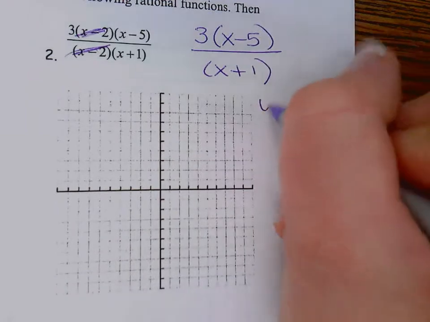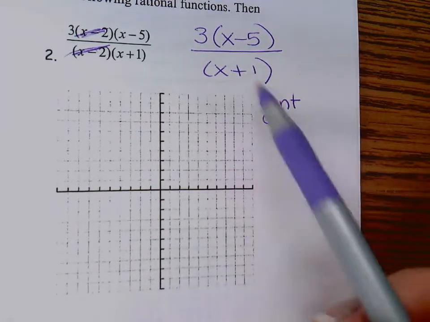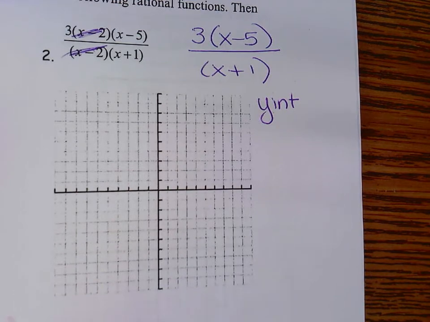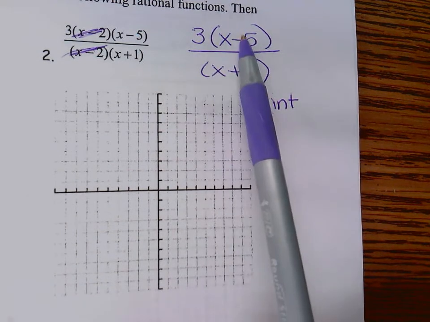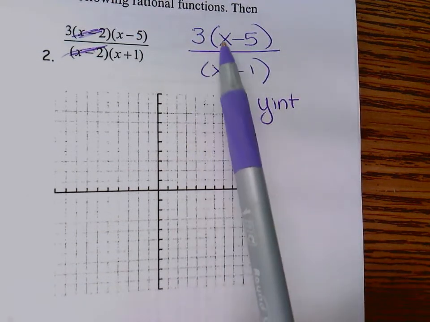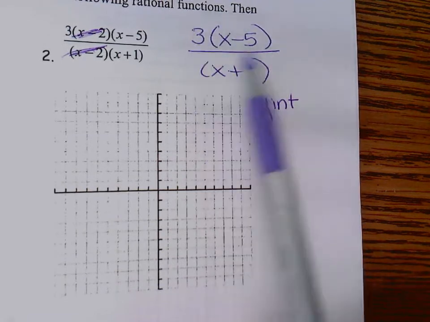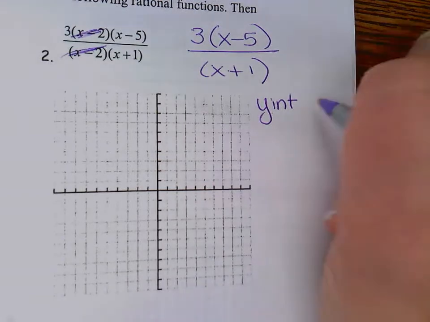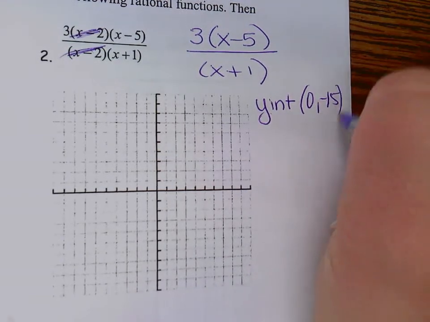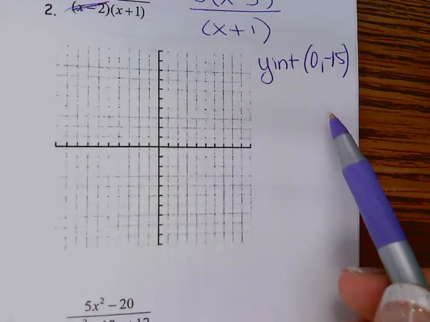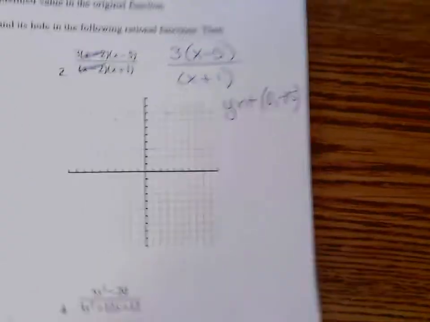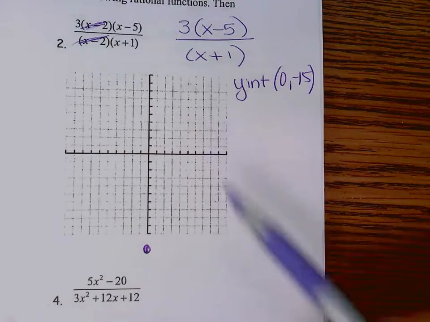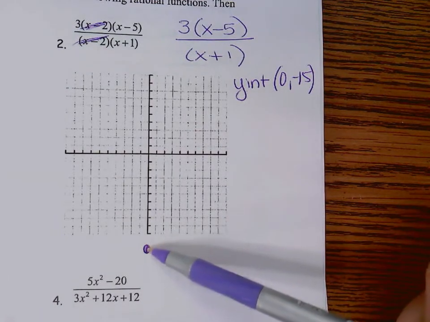What's my y-intercept first? If I plug in 0, what am I going to get? Negative 15 in the numerator, right? Because I'd have negative 5 times 3 over 1 in the denominator, right? So my y-intercept would be at (0, -15), which is hard to plot. It's just somewhere down here. I'm just going to put it way down below so I know there's a y-intercept somewhere down here.